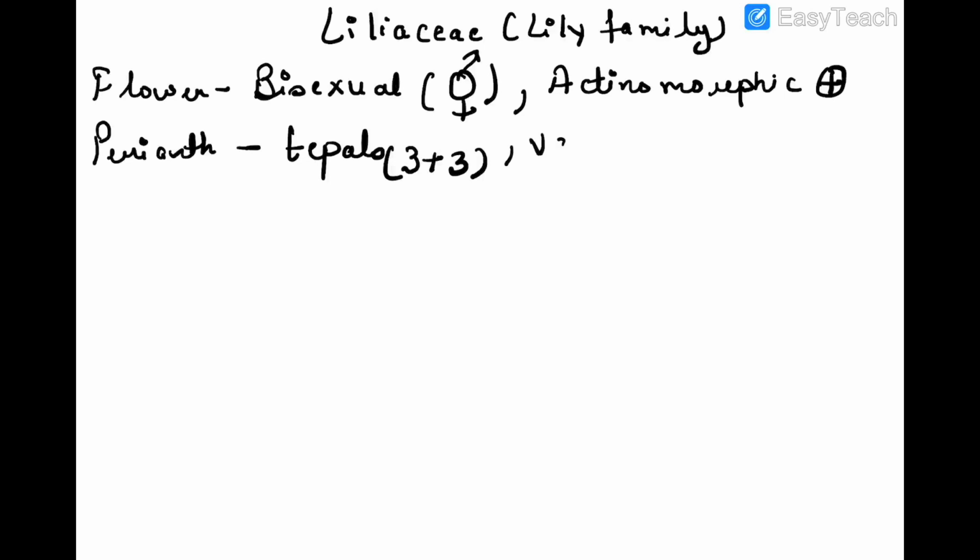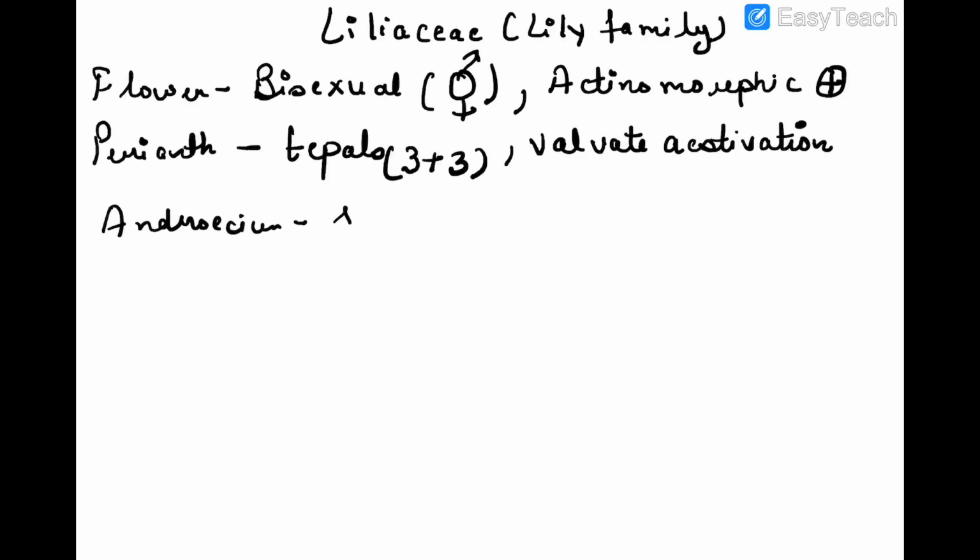So perianth or tepals, there are 3 plus 3 and which are fused, and it has valvate aestivation. We know tepals means when sepals and petals are not easily distinguishable, which is known as perianth. Androecium: stamens are 6, which are 3 plus 3 and then they are also united. So we will put them in bracket. They are in two groups of 3 and 3.